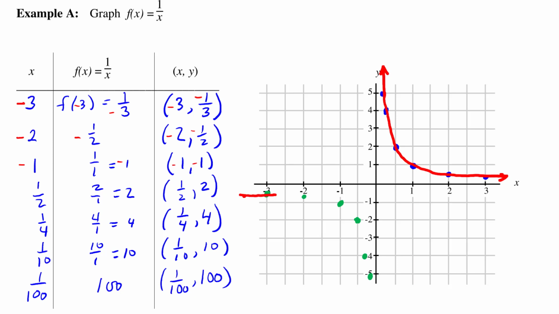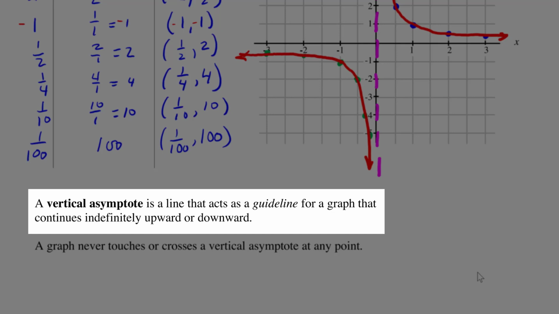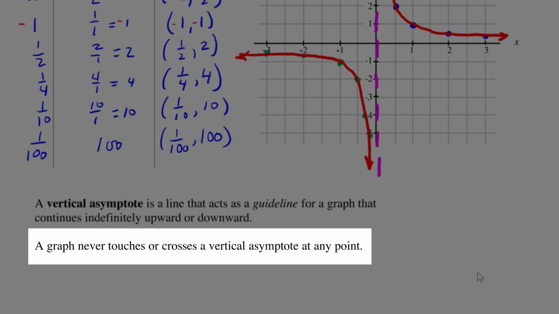Now, what you'll notice is that on the right side, the graph goes straight on up, remember, up to 100, and down to probably -100 on the left side. And the line that's on the y-axis that separates those two is called a vertical asymptote. A vertical asymptote is a line that acts as a guideline for a graph that continues indefinitely upward or downward. A graph never touches or crosses a vertical asymptote at any point.